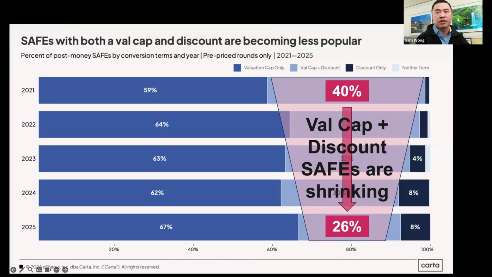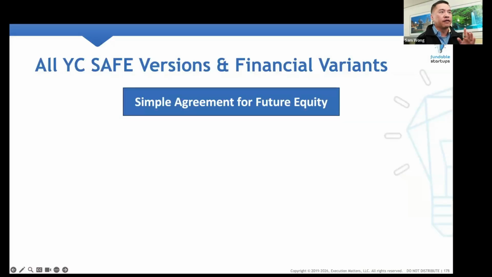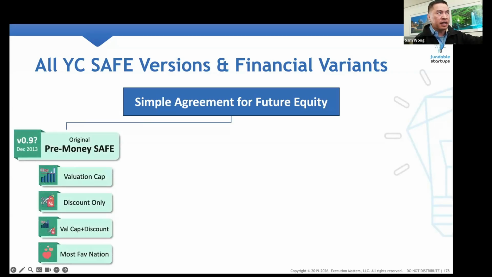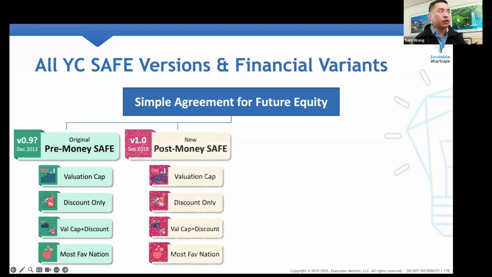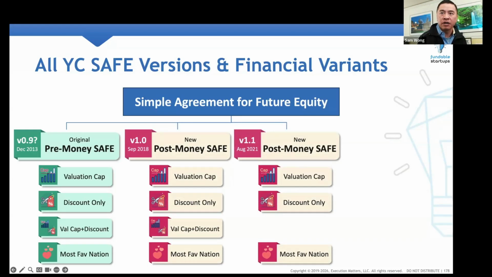And even though 26% or about one quarter of safes are val cap plus discount, you see it shrinking from 40% in 2021 to 26% today. Okay. So if you look at again the simple agreement for future equity template, in December it was the pre-money safe, and they had the four versions available. Then in 2018, they updated it with the post-money safe, version 1.0, also the same four versions. But then came version 1.1, the val cap discount was removed from the documentation set.